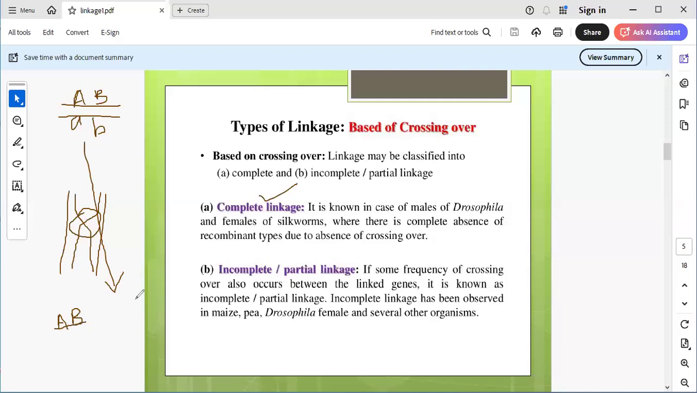Such type of linkage is called as complete linkage. Complete linkage అంటే ఏంటి అంటే ఏ రెండు జన్యువులు అయితే చాలా అతి దగ్గరగా ఉండి వాటి మధ్య క్రాసింగ్ ఓవర్ జరగకుండా నిరోధించబడుతుందో అప్పుడు ఆ రెండు జన్యువులు F2, F3, F5 ఇలా అన్ని జనరేషన్స్‌కు కంటిన్యూస్‌గా సెండ్ చేయబడుతుంటాయి. దట్ ఈస్ నథింగ్ బట్ కంప్లీట్ లింకేజ్.